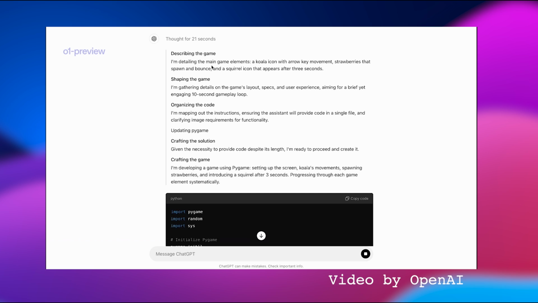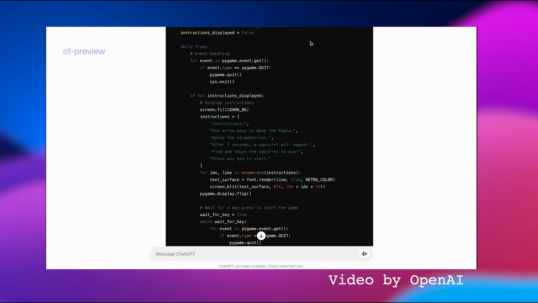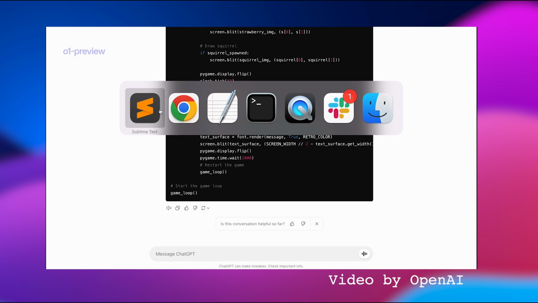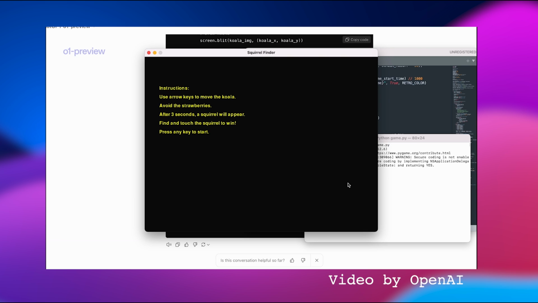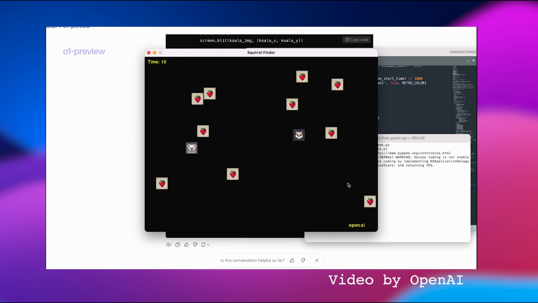And you can see that during its thinking process, it is gathering details on the game's layout, mapping out the instructions, setting up the screen, etc. And so here's the code that it gave, and I will paste it into a window and we'll see if it works. So you see there's instructions, and let's try to play the game. Oh, the squirrel came very quickly, but oops, this time I was hit by a strawberry. Let's try again. You can see that the strawberries are appearing, and let's see if I can win by finding the squirrel. Looks like I won.